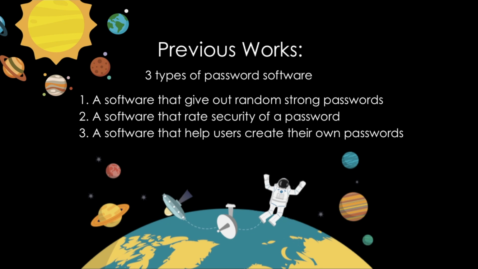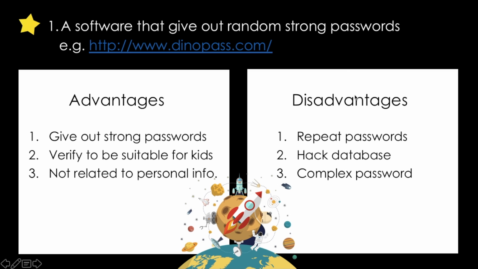According to the research, we found that there are three types of software available in the market. The first one is software that gives you a random strong password. The second one is software that rates the security of the password, and the third one provides a guideline on how to create the password. We're going to talk about the advantages of each one.